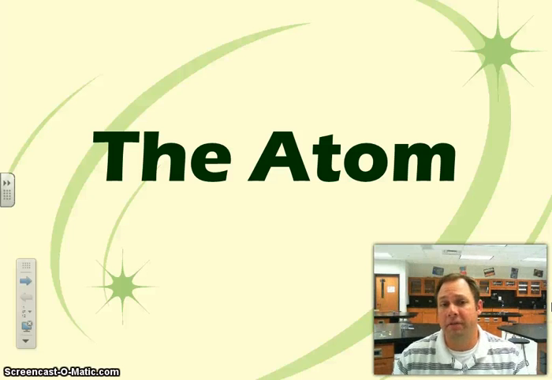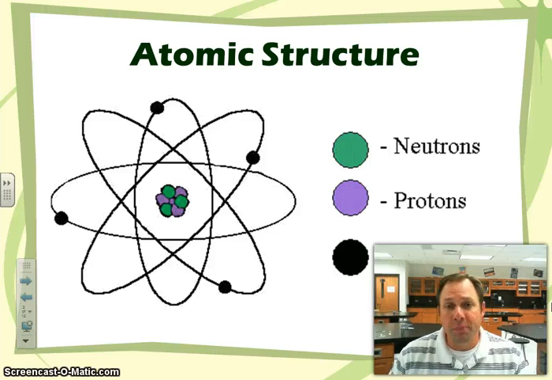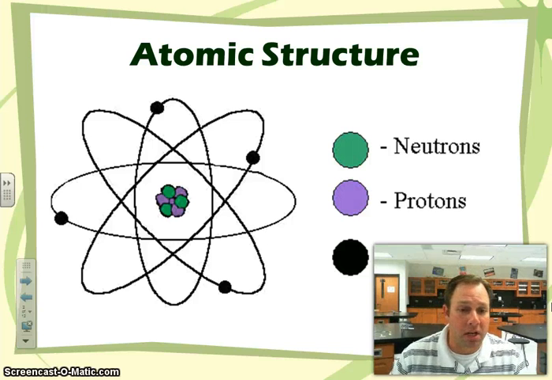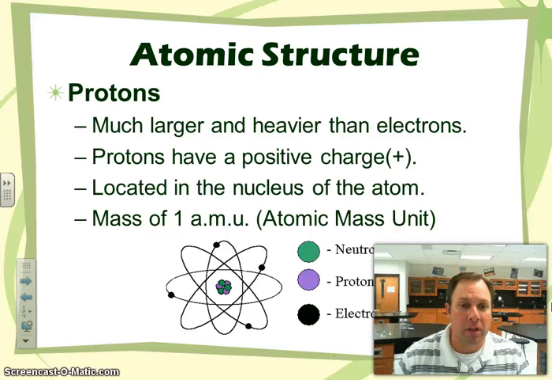Hey guys, in this video we're going to pick up where we left off in talking about the atom, and specifically we're going to talk about some different models of the atom and what the atom might possibly look like. Quick review, here's the atom and its atomic structure. We have our protons, neutrons, and electrons. We can see here that we have our protons and neutrons inside the nucleus and our electrons orbiting or going around the nucleus of the atom.